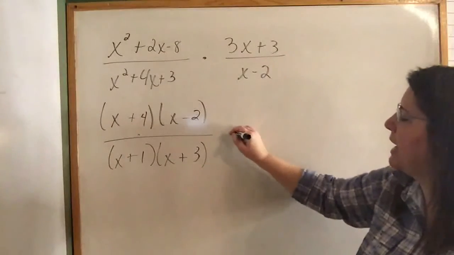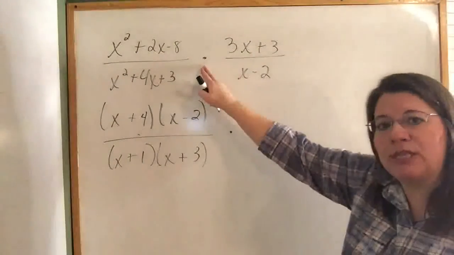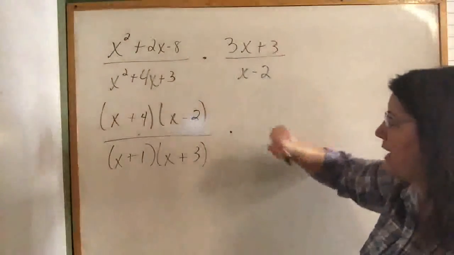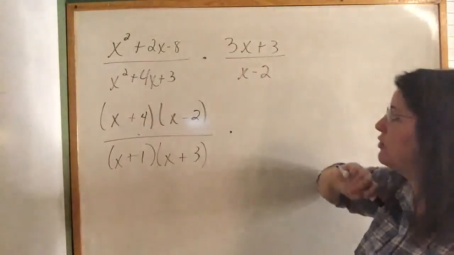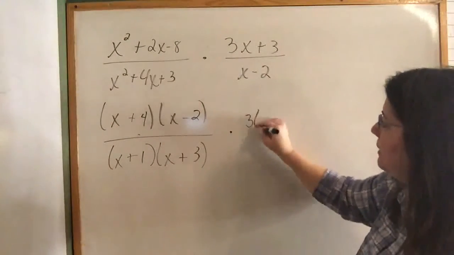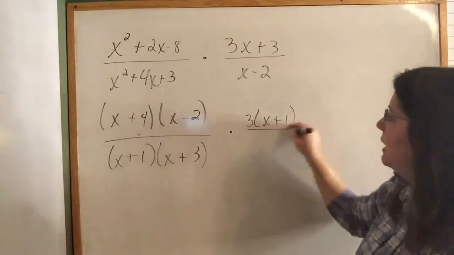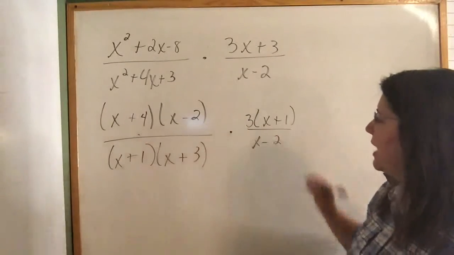Here, I can bring out a 3. Now, if that had been a division symbol, I would have flipped the fraction, but this is multiplication, so I leave the fraction the same. I'm going to bring out a 3. That leaves me with an x plus 1, and then the x minus 2 does not factor.